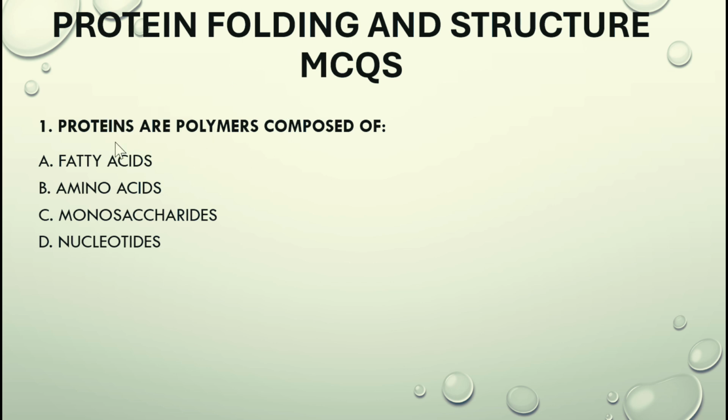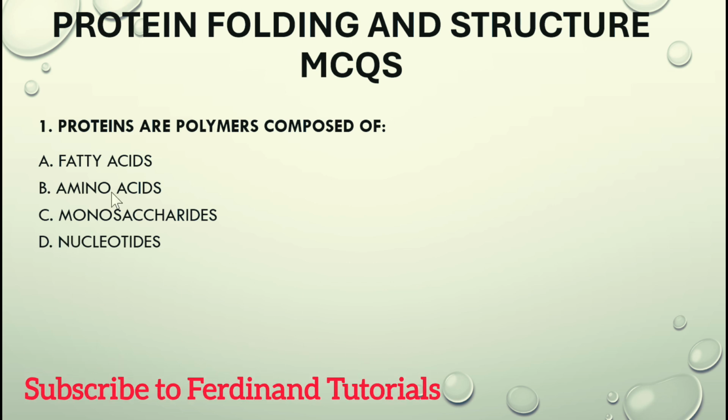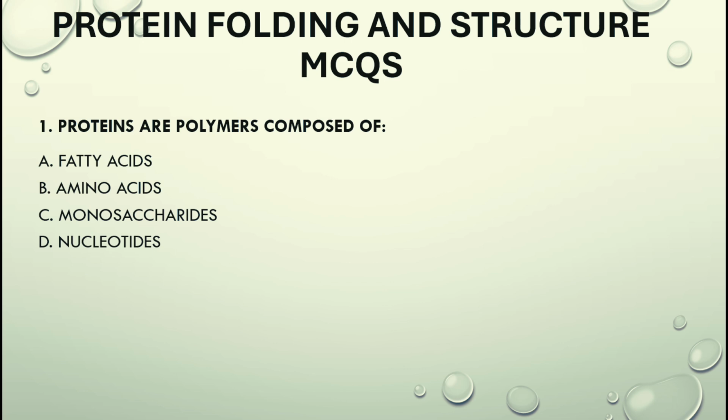So the first question is: proteins are polymers composed of A. Fatty acids, B. Amino acids, C. Monosaccharides, D. Nucleotides. The correct option is B. Amino acid. Of course, proteins are formed when amino acids are joined together by peptide bonds.